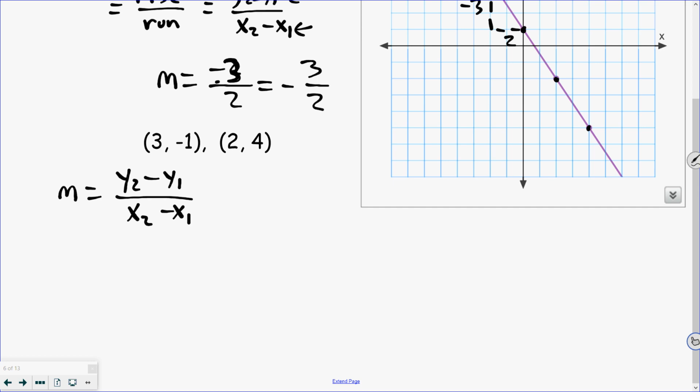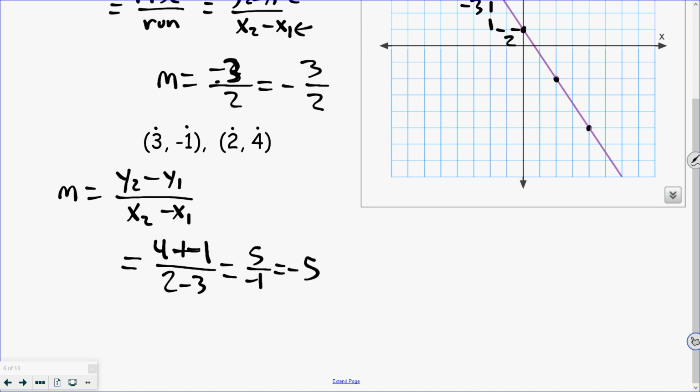When you go to do this, you can choose the order you go in. What I mean by that is you can either go 4 minus negative 1, right? I took that y minus that y. But if you do that, the x's have to go in the same order, so it has to go that x minus that x. So that changes to a plus. That's 5, over 2 minus 3, which is negative 1. 5 divided by negative 1 is negative 5.